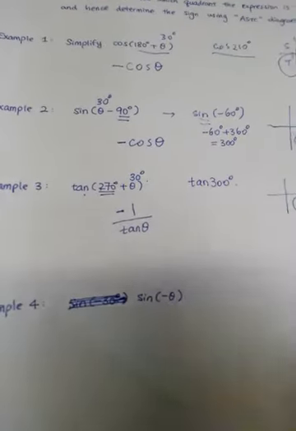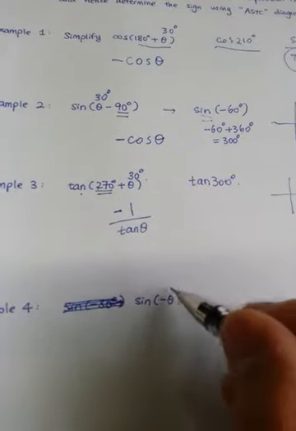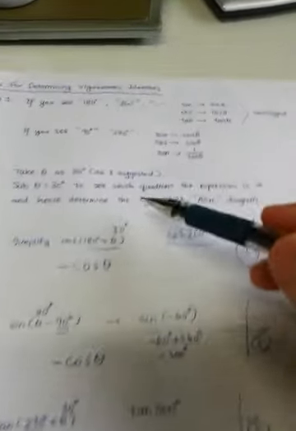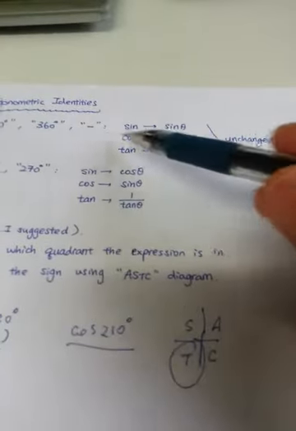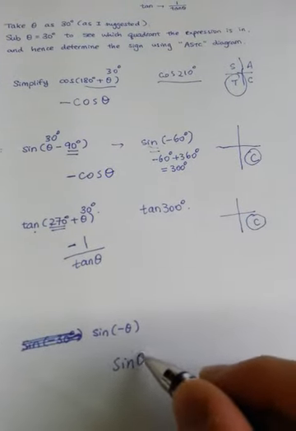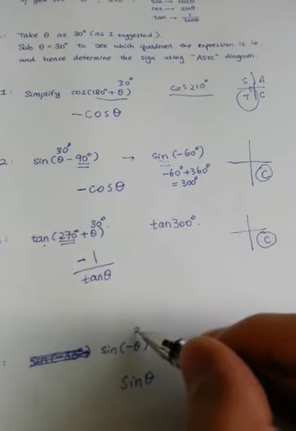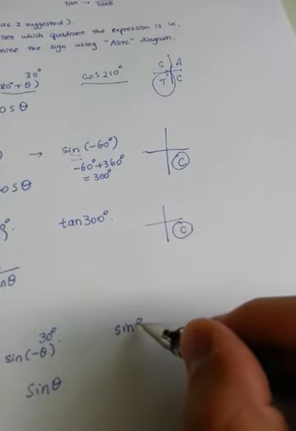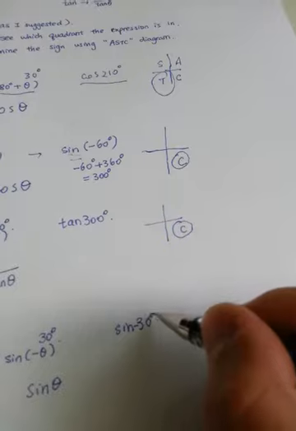Example number 4. Sine negative theta. Negative theta based on the first rule, sine becomes sine unchanged. Okay, so we can write sine theta. Negative theta, we treat theta as 30 degree. So we are going to determine sine negative 30 degree.